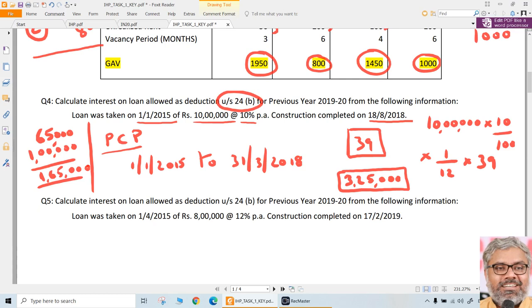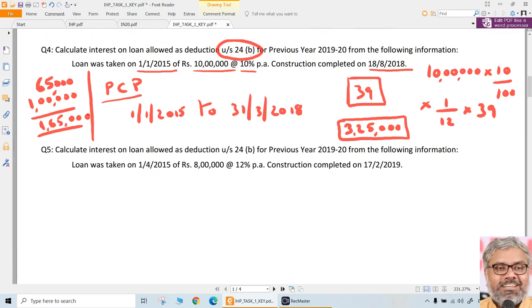So 15, 16, 17 and 3 months of 18 was pre-construction period. For that period, interest was 3,25,000. 1/5 of that is 65,000. Plus 1 lakh rupees post-construction interest related to the previous year is also allowed in this year. So what happened to the 15, 16, 17 previous year, 17, 18 previous year, 18, 19 previous year? You would have claimed 1 lakh, 1 lakh. We don't care. Our job is only to find out deduction for our previous year.